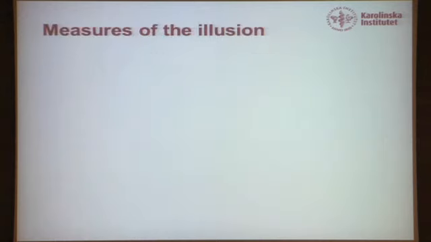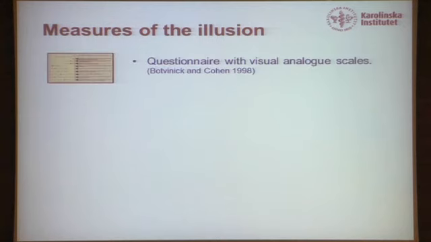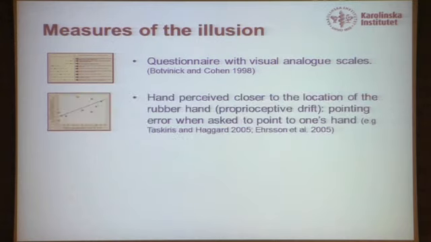And there are now many ways to measure this illusion. There are several groups that have studied this phenomenon and developed ways to measure it. The easiest way is to ask people, like you do in pain research in the clinic. You ask people, how much pain do you feel? By giving them a visual analog scale, and they have to rate how strongly they feel that the rubber hand is their hand. And this produces very strong and consistent results in the literature.